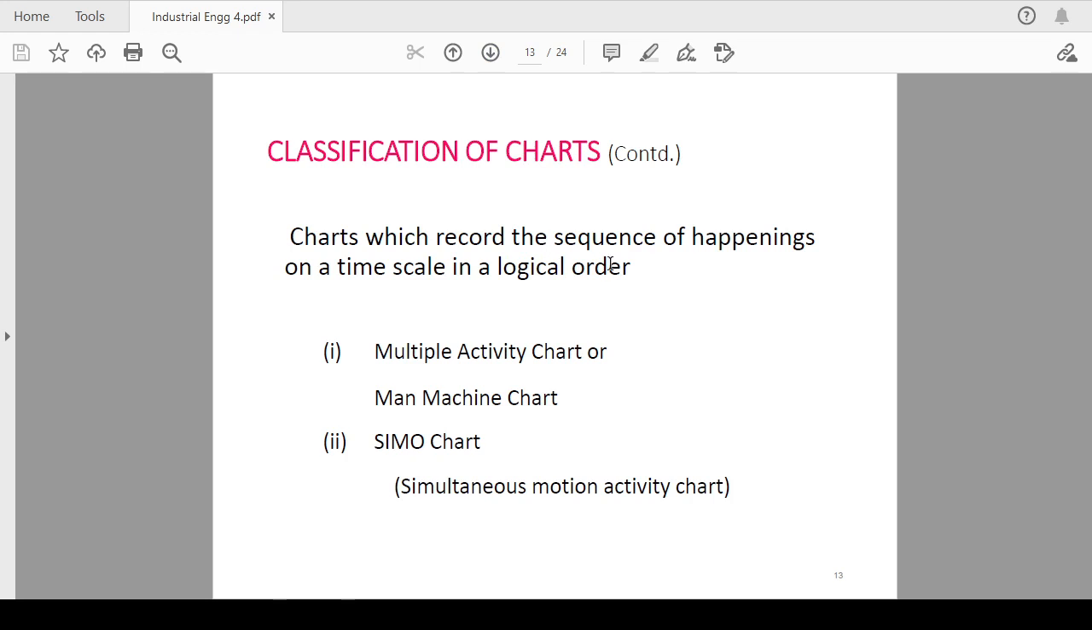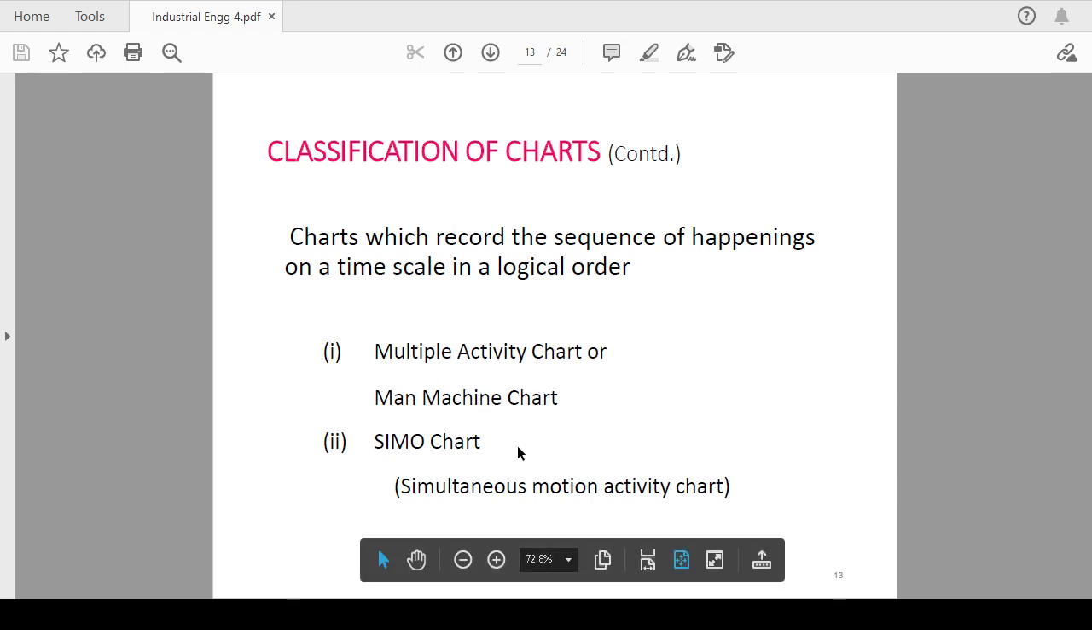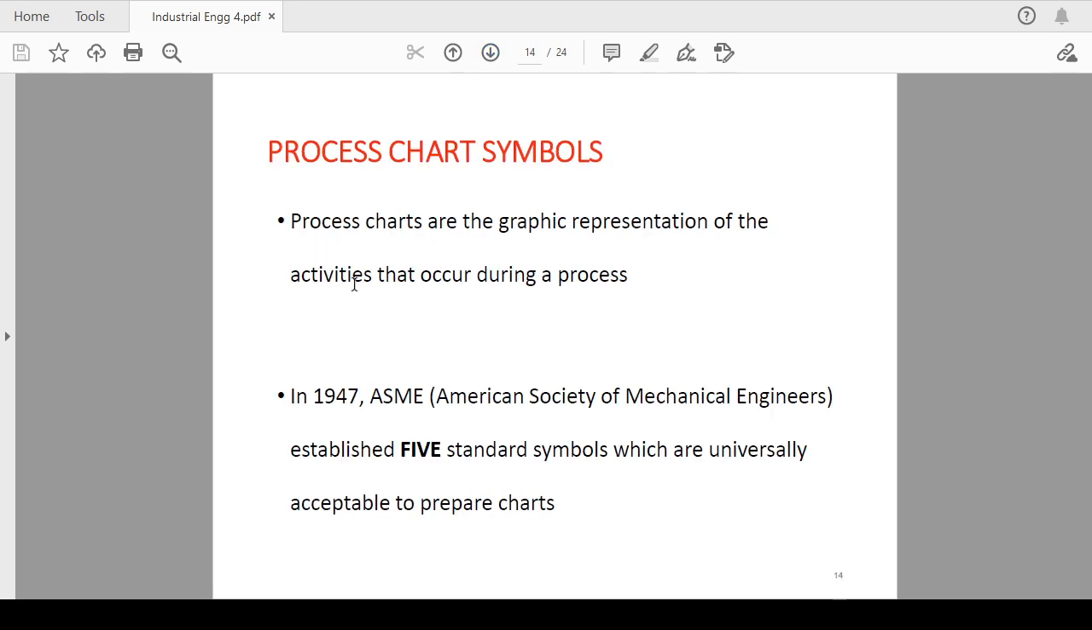And the second category is the charts which record the sequence of happenings on a time scale in a logical order. Means if you are recording on a time scale, it will be categorized as multiple activity chart, also called man machine chart, and then the SIMO chart, which is called the simultaneous motion activity chart. So this is the classification of charts. Let's get started with the process charts.